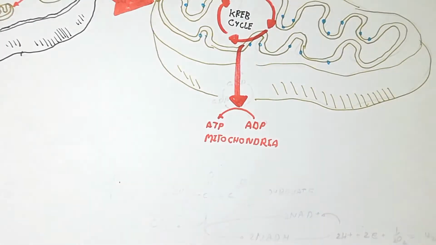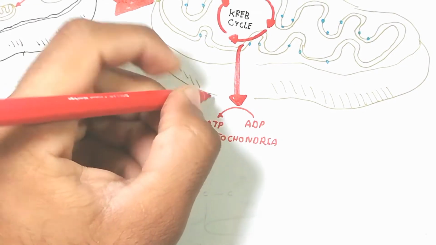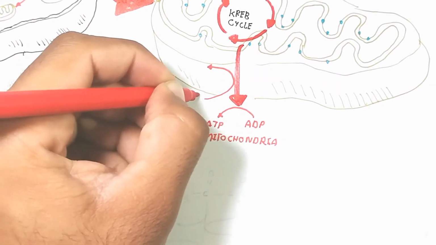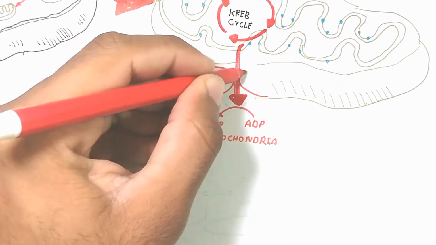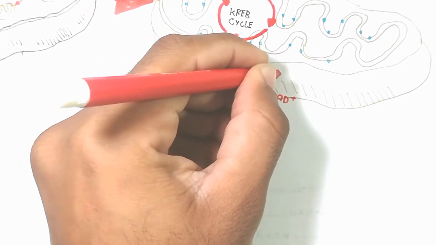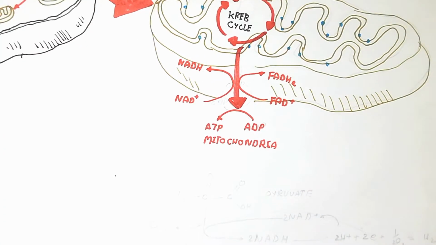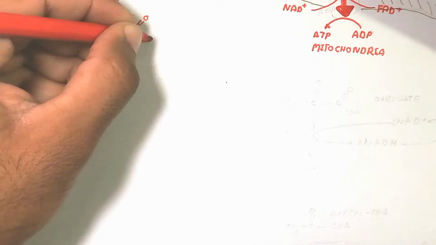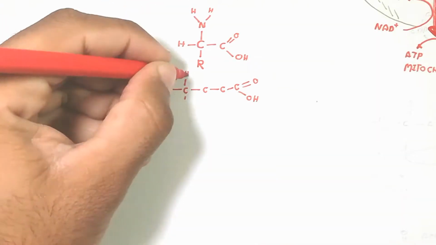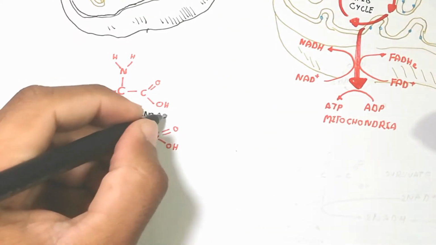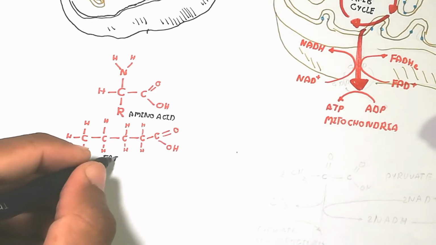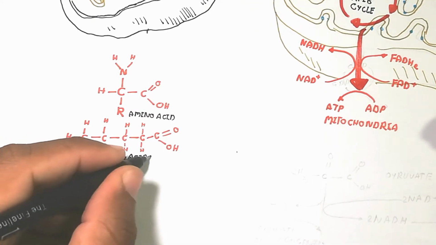Obviously ATP will be produced here, but not a lot of ATP. NADH will be produced, and FADH2 is also produced. So here we can understand the Krebs cycle.